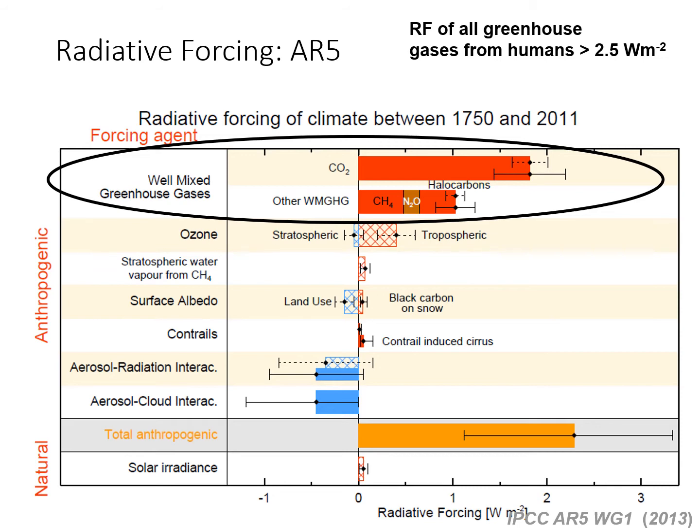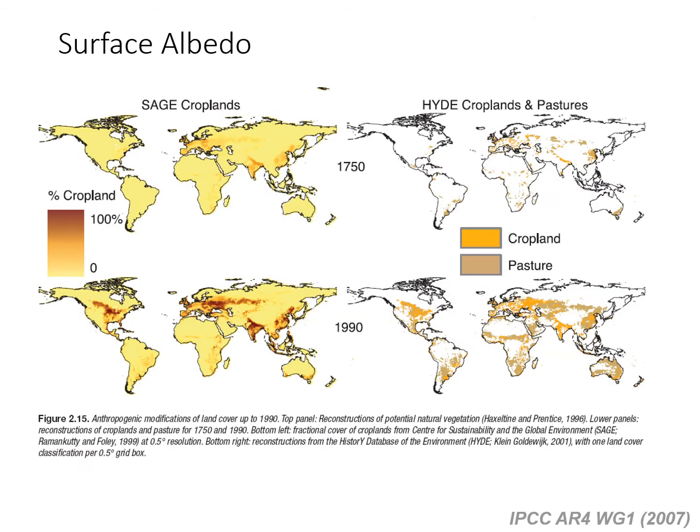We will now consider some of the other forcings shown here. Let's start with surface albedo and contrails. If you remember back to lecture 2, when we discussed the Anthropocene, we talked about how humans had dramatically altered the Earth's surface. Changes in the Earth's surface affect the Earth's albedo. For example, changing forested landscapes to croplands and pastures has changed the reflectivity of Earth's surface. Generally, replacing forests with agriculture leads to an increase in albedo and decrease in the radiative forcing.